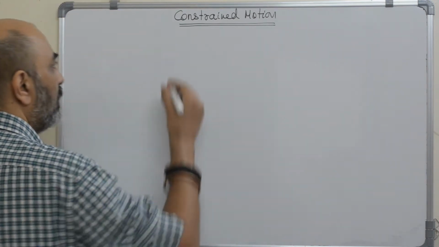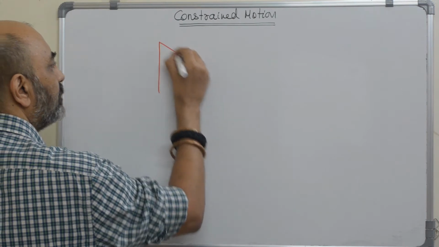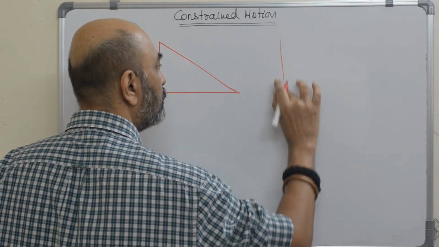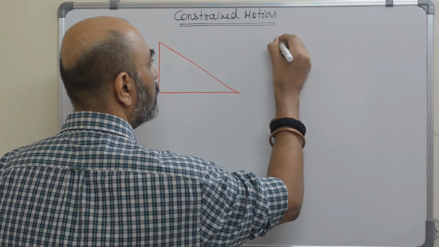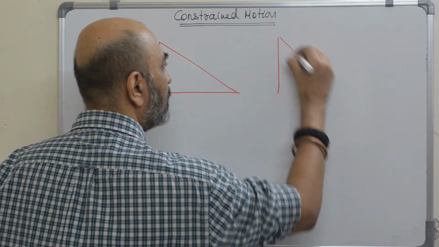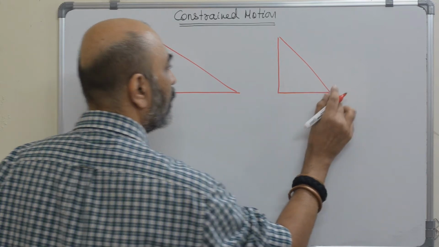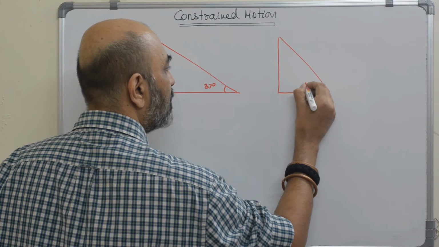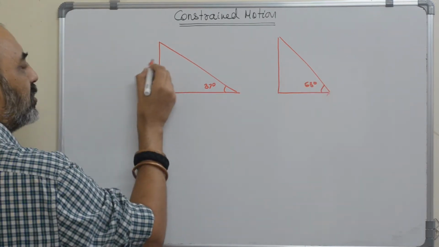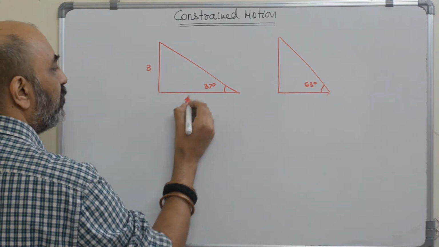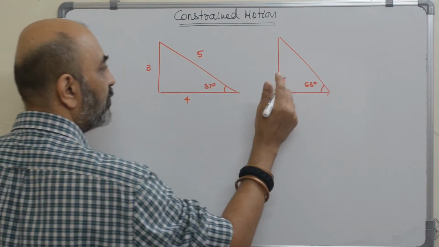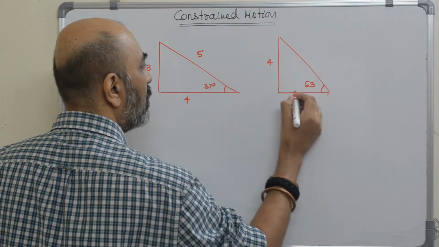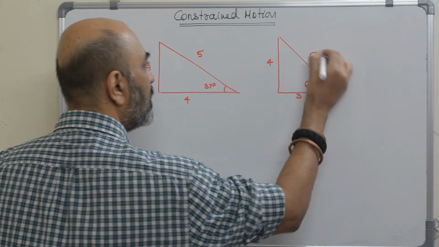And first of all, if you have a triangle like that, and you have another triangle like that, if this angle is 37 degrees, that is 53 degrees, then this would be 3, that would be 4, that would be 5. If it is 53 degrees, then this would be 4, that would be 3, and this would be 5.